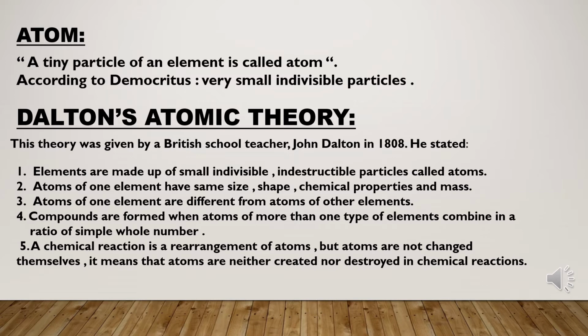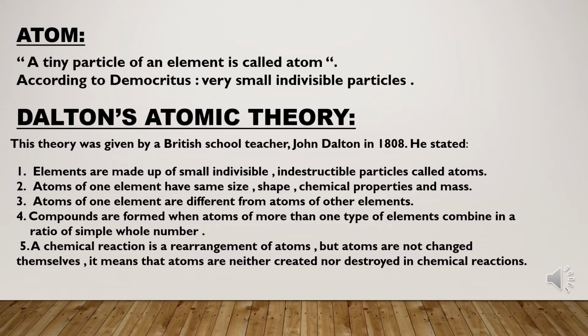Atoms of one element are different from the atoms of other elements. For example, the atoms present in oxygen element will be different from the atoms present in carbon element. Compounds are formed when atoms of more than one type of elements combine.